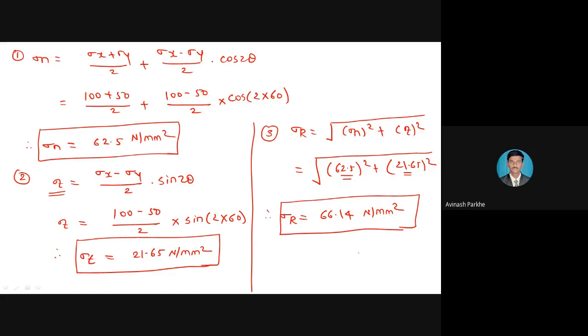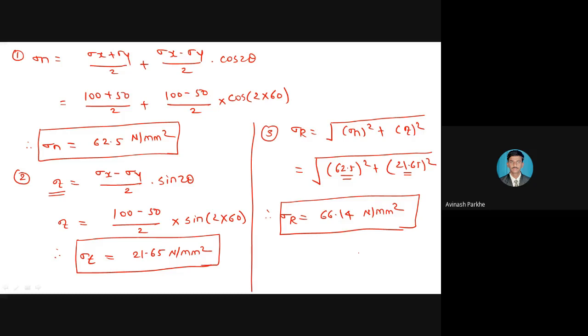This is the first problem based on case number 2, where the member or body is subjected to biaxial stresses, where sigma x and sigma y are applied on the horizontal plane and vertical plane respectively. This is the first problem, very simple and straightforward.